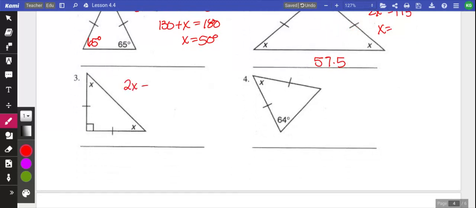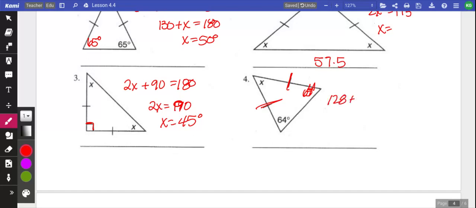Okay, this one I have 2x plus 90 equals 180 because of this 90-degree angle here. So 2x equals 90 when I subtract 90 from both sides, and x is 45. This one, since these are the two marked, I know these are equal. So I have 128 plus x equals 180. So x equals 52.